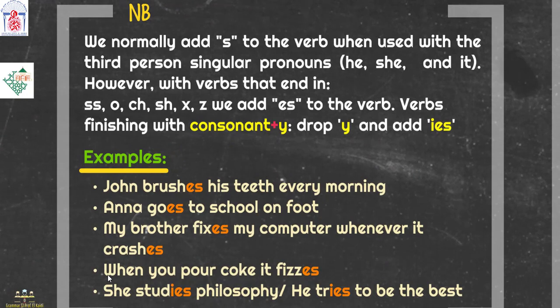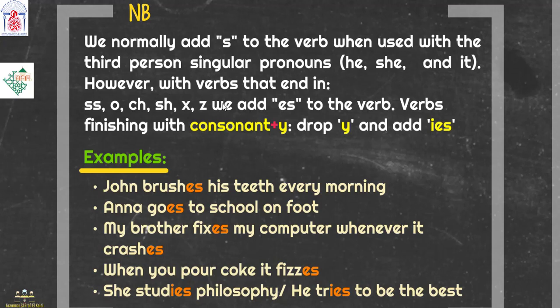We normally add s to the verb when used with the third person singular pronouns he, she, and it. Okay? Normally we add s. This is the principal rule that we have. But of course we have some exceptions. Now verbs that end in s, ss, o, ch, sh, x, or z.